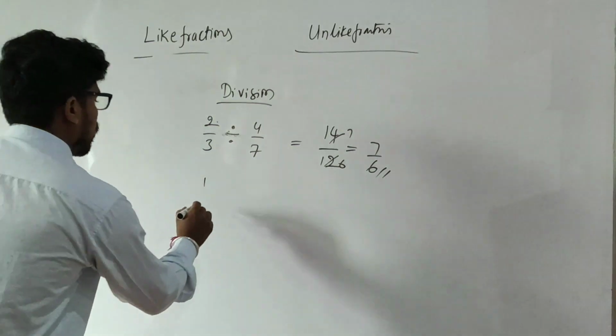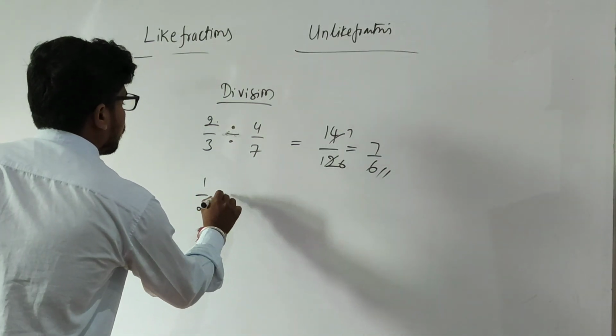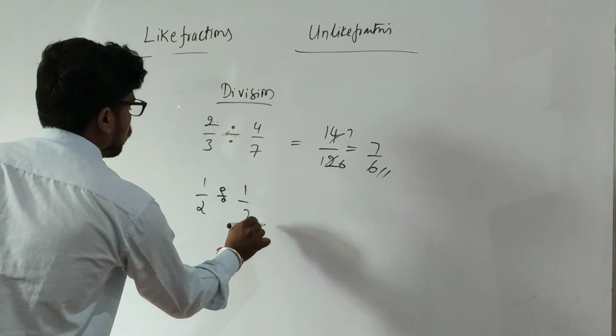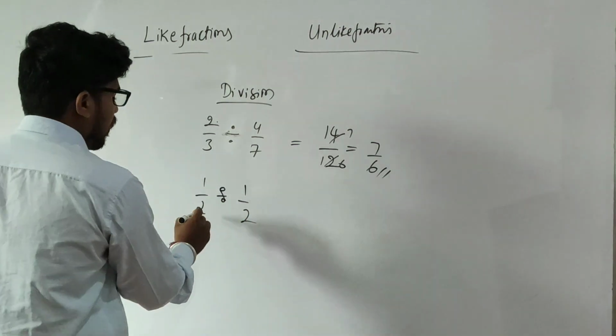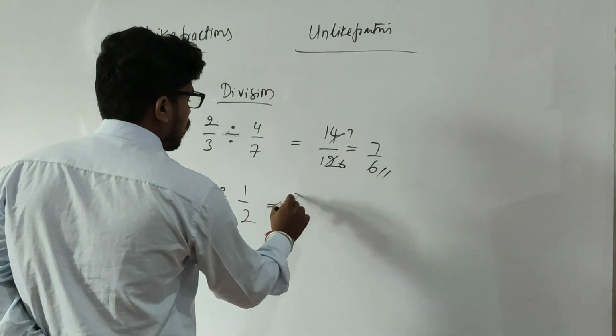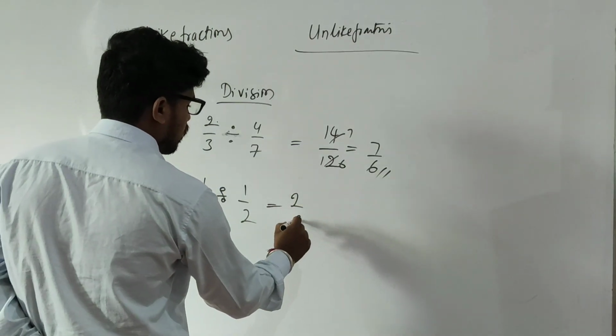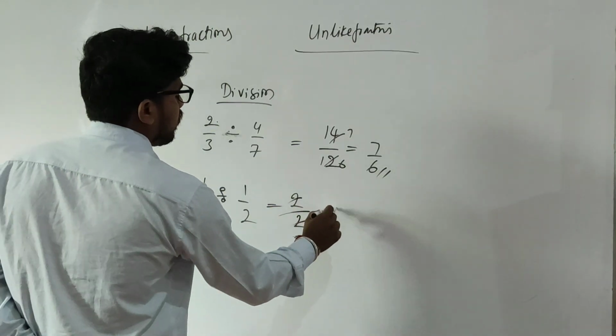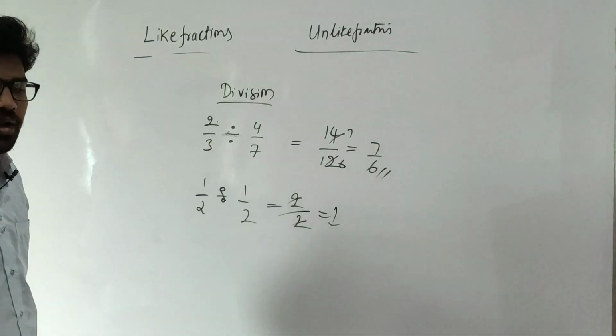Let us take another example. I will do the like fractions. 1/2 divided by 1/2. These are like fractions. What we have to do is 2 into 1 is 2, 2 into 1 is 2. So 2 by 2 is 1. So we are getting 1.